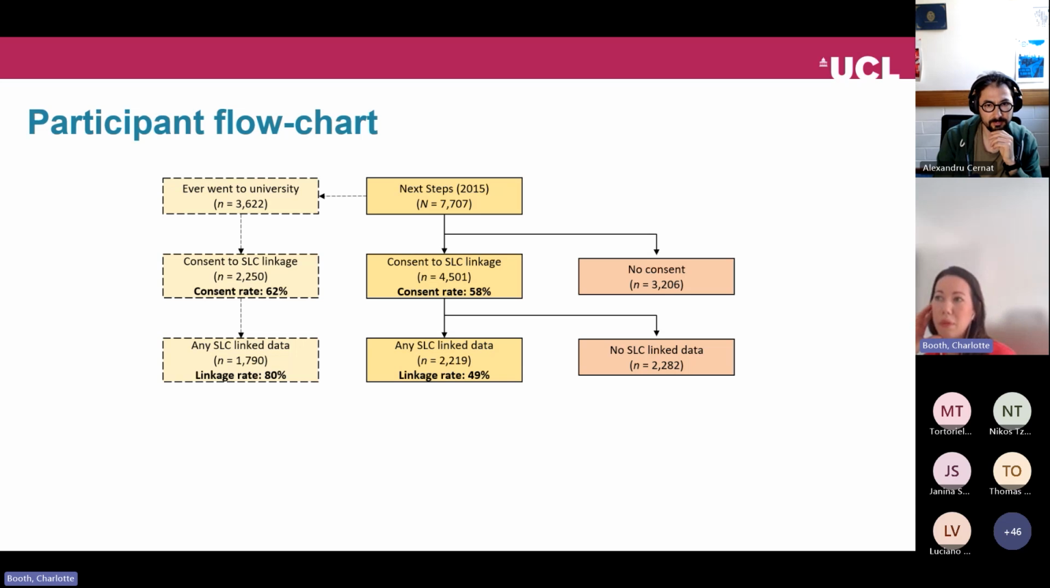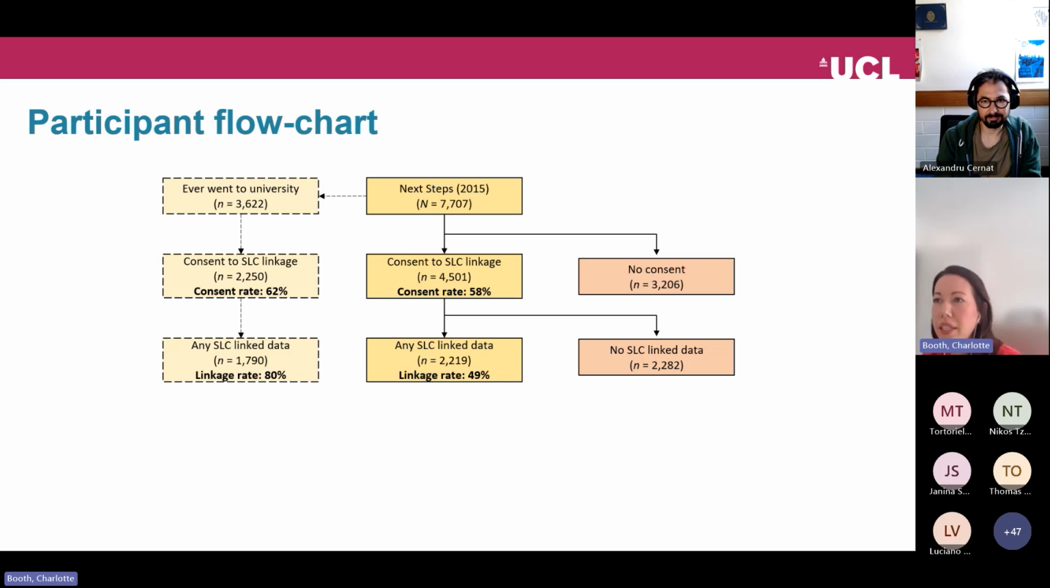So firstly, this is the participant flow chart. You can see in the darker yellow, we have 7,707 participants at the age 25 survey. 58% of those consented to the student loans company data linkage. And the people with actual records that were found, there was 2,219. So this is a linkage rate of 49%, which isn't particularly high. But then we have to bear in mind that a higher number of people consented to the student loans company linkage than had actually been to university.